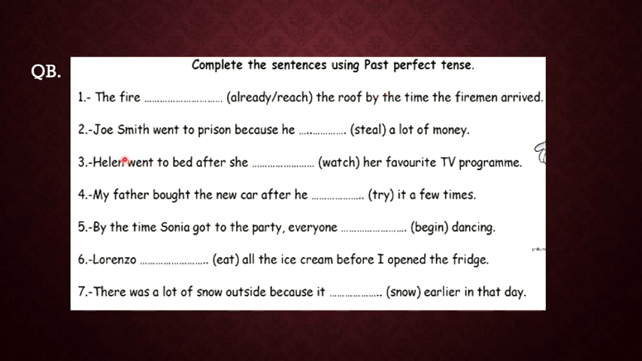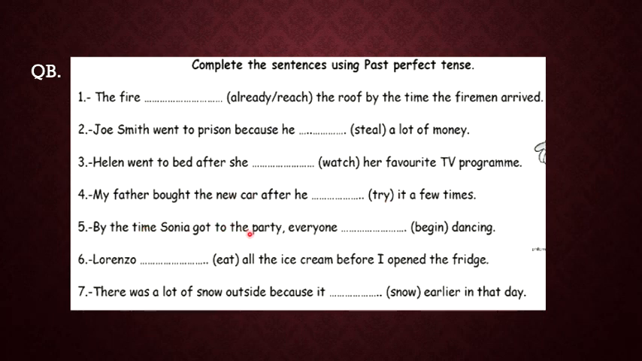Joe Smith went to prison because he dash steal a lot of money. So the action of stealing happened first. Then he went to prison. Number 3, Helen went to bed after she dash watched her favorite TV program. So the action of watching happened first. Then she went to bed. My father bought a new car after he tried it a few times. That means the action of trying happened first and then he bought the new car.